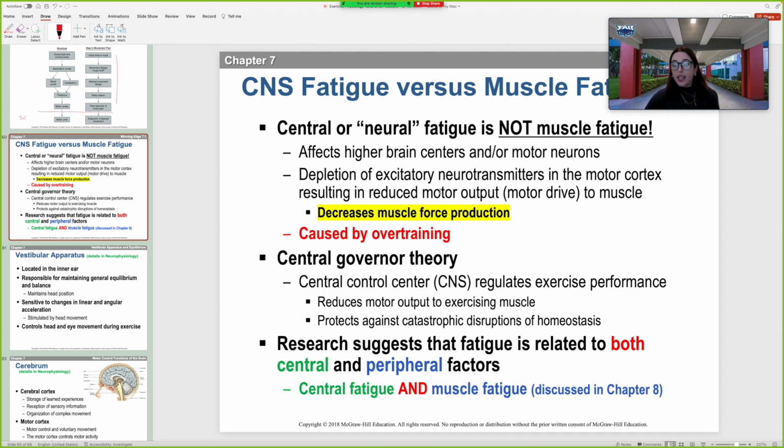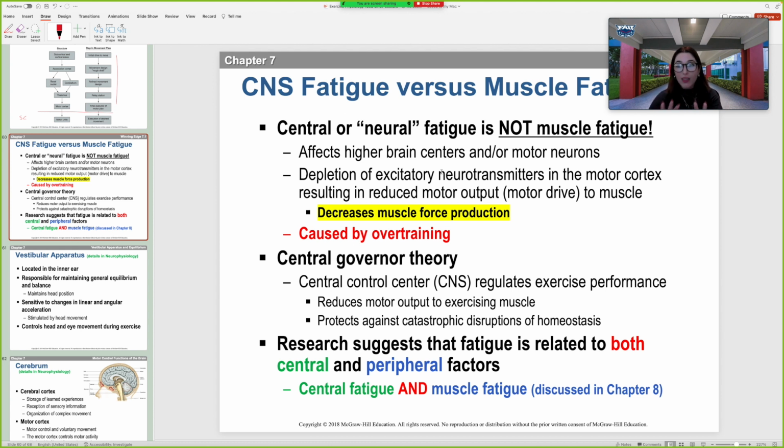So basically, when we have regular muscle fatigue, we're low on ATP or we have too much lactate accumulating and we're getting acidic and the muscle is not really contracting anymore. Neural fatigue is like when your nervous system gets tired or overworked, okay? And the way that happens is when we deplete our excitatory neurotransmitters in the motor cortex, resulting in reduced motor output, right? Reduced neural drive to the muscle. If we're not able to stimulate the muscle with those motor neurons as effectively, we're going to have a decrease in force production, right? That is central fatigue.